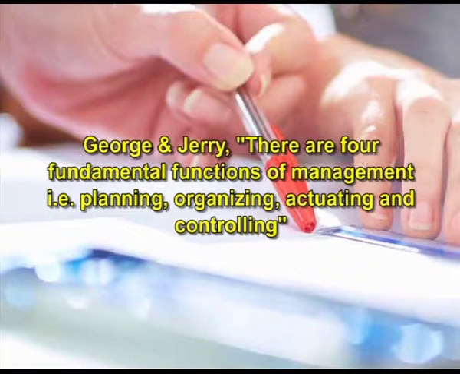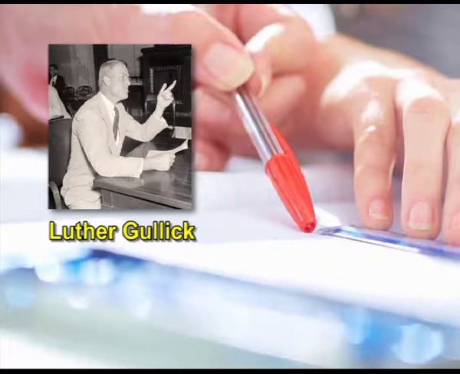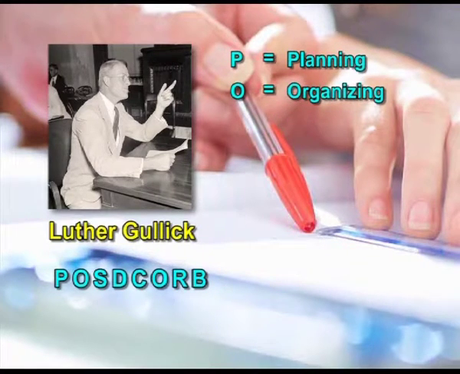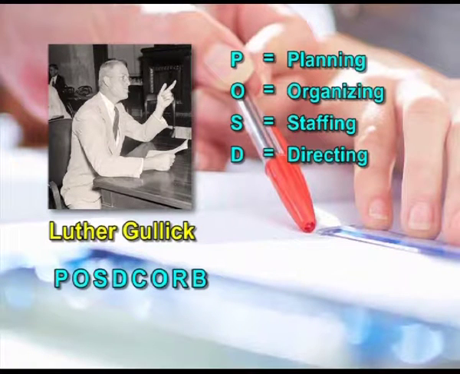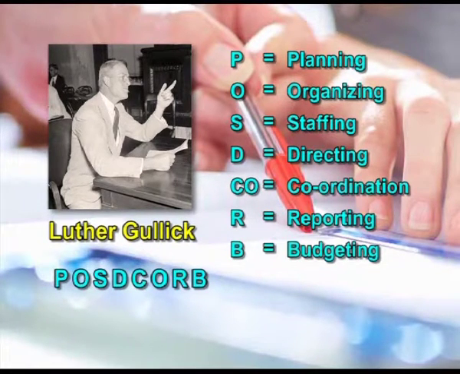Different experts and authorities have classified functions of management. According to George and Jerry, there are four fundamental functions of management, that is, planning, organizing, actuating, and controlling. According to Henry Fayol, to manage is to forecast and plan, to organize, to command, and to control. On the other hand, Luther Gulick has given a keyword. What is that? POSDCORB, in capitals. To understand it in simple terms, P stands for planning, O stands for organizing, S stands for staffing, D for directing, CO for coordination, R for reporting, and B finally for budgeting.